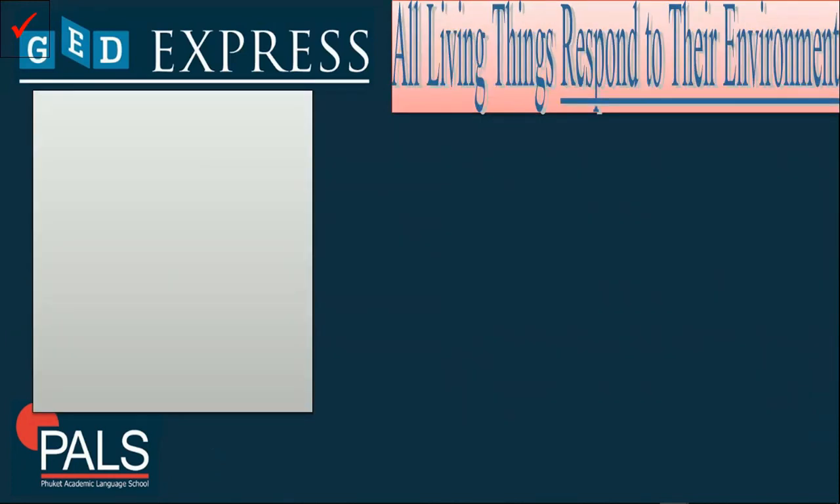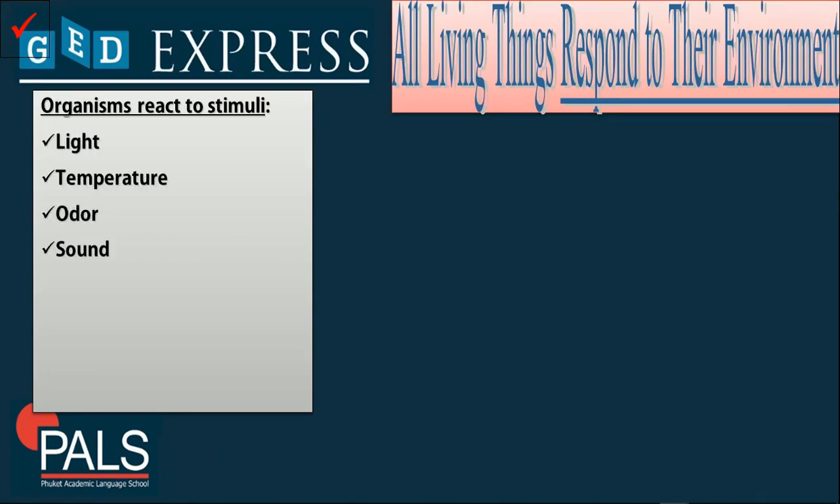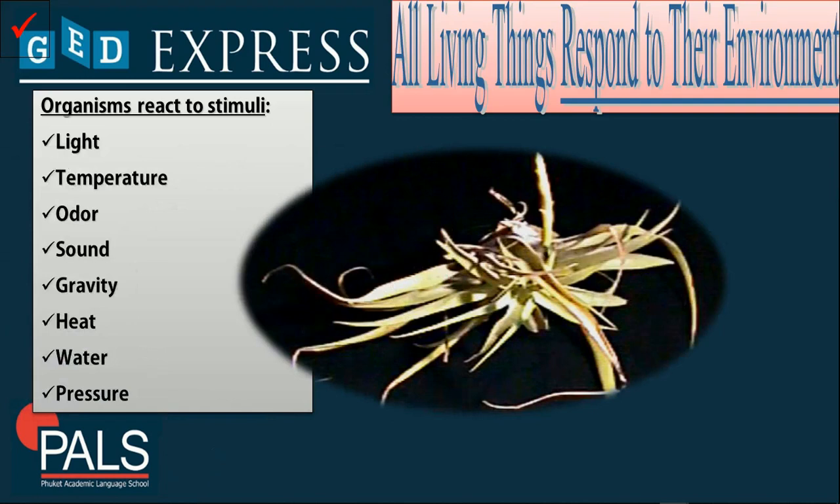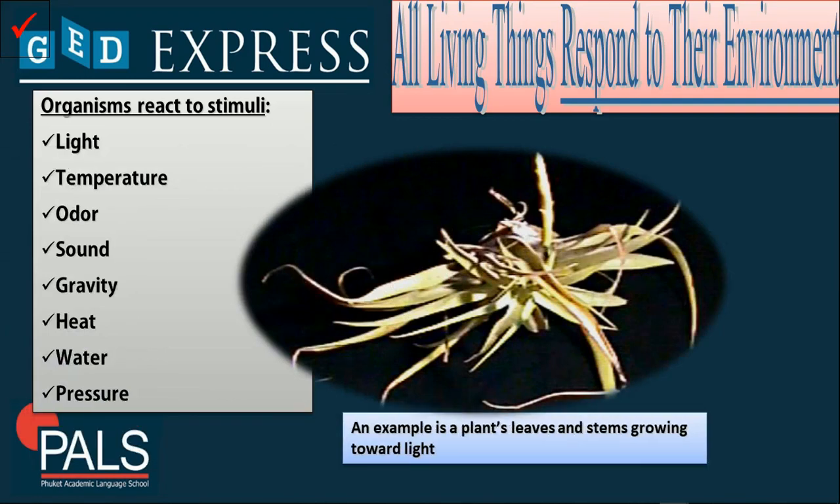The next characteristic is that all living things respond to their environment, so they react to stimuli such as light, temperature, odor, sound, gravity, heat, water, and pressure. For example, here we have an organism whose leaves and stem are growing towards the light. That means it responds to the stimulus, which is light.